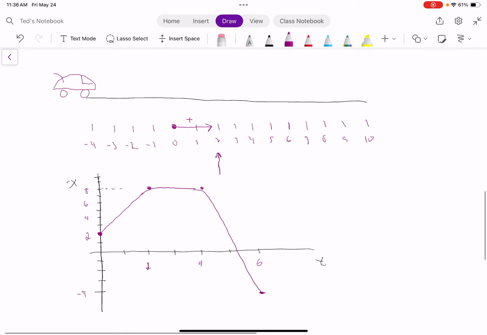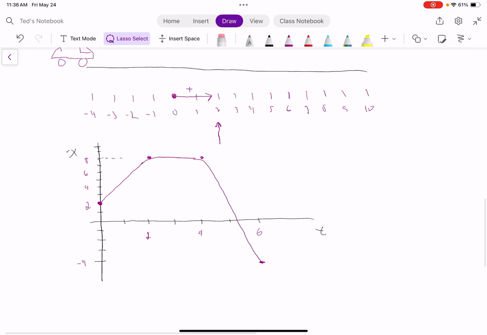Okay, so here is a position versus time graph for the motion of that car during those 6 seconds. Let's see if we can see that again. Starting now, we took 2 seconds to reach 8 meters, then it stayed there for 2 seconds, and then it took 2 seconds to get back to -4 meters. Okay, so let's take a look at this graph and see what we can learn from it.